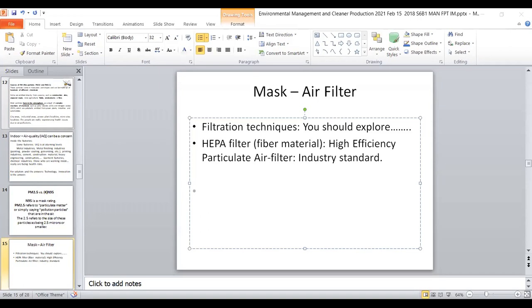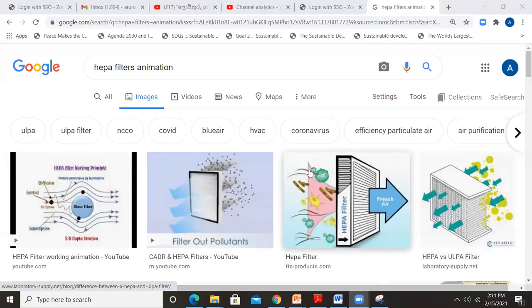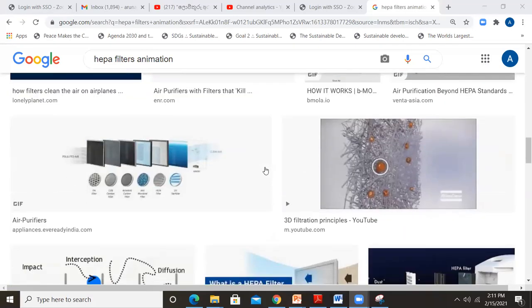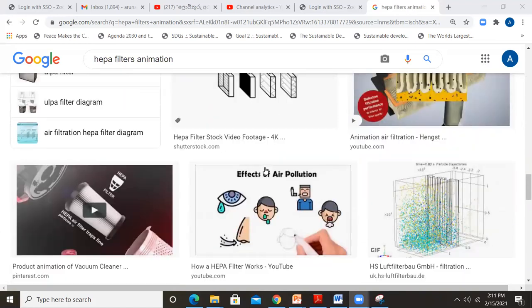Some images only. And let me share with you the screen. HEPA filters. You can see. Yes. So there are wonderful technologies.